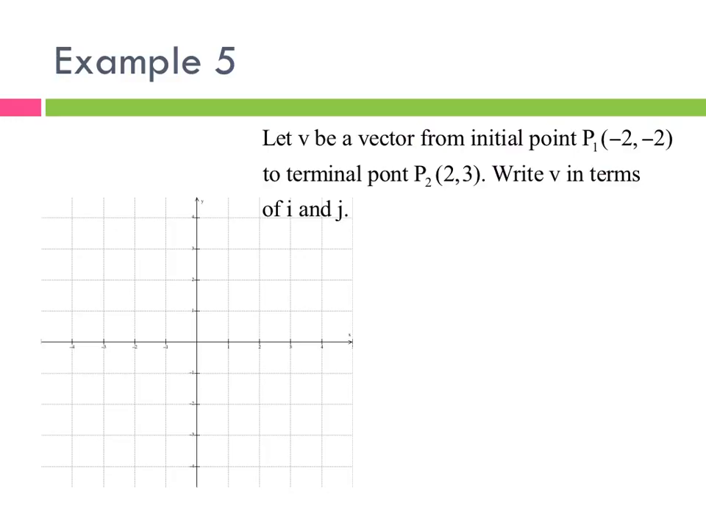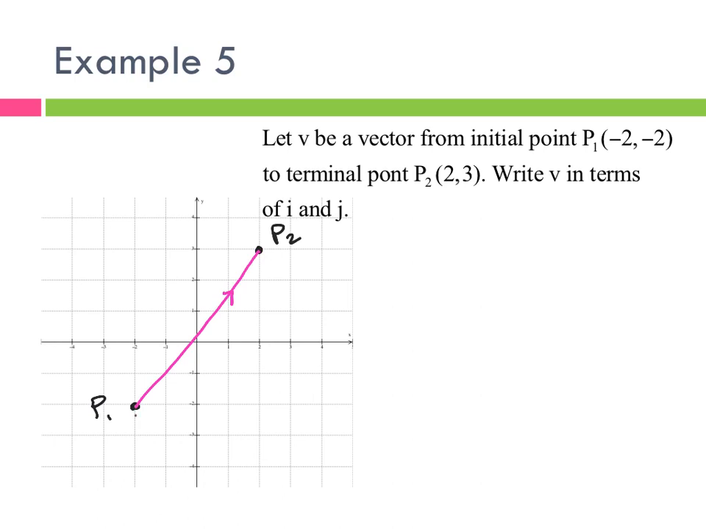Okay, example 5 says let V be a vector from initial point P1, (-2, -2), to terminal point P2, (2, 3). Write V in terms of I and J. So it gives you the graph. If you wanted to graph it, you could do (-2, -2), that's P1, and then (2, 3), this is P2. My vector would go in the direction of P2, the terminal point, and it would look like this. And then I want to know my change in X, change in Y.